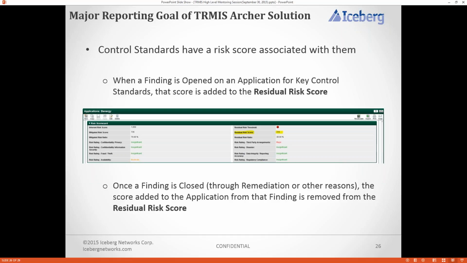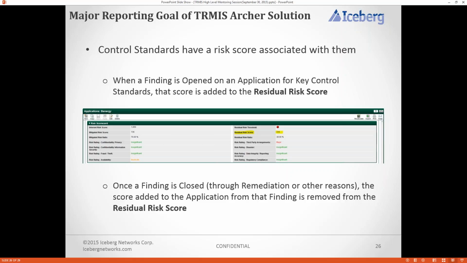So in the beginning, before you do your control design assessment, you'll have a 0 in mitigated and a 0 in residual because you haven't addressed where you have findings yet. Once you've done the control design assessment, once you have a finding opened, you now have whatever the score is for that standard that's not addressed added to your residual risk score. So that's neat.